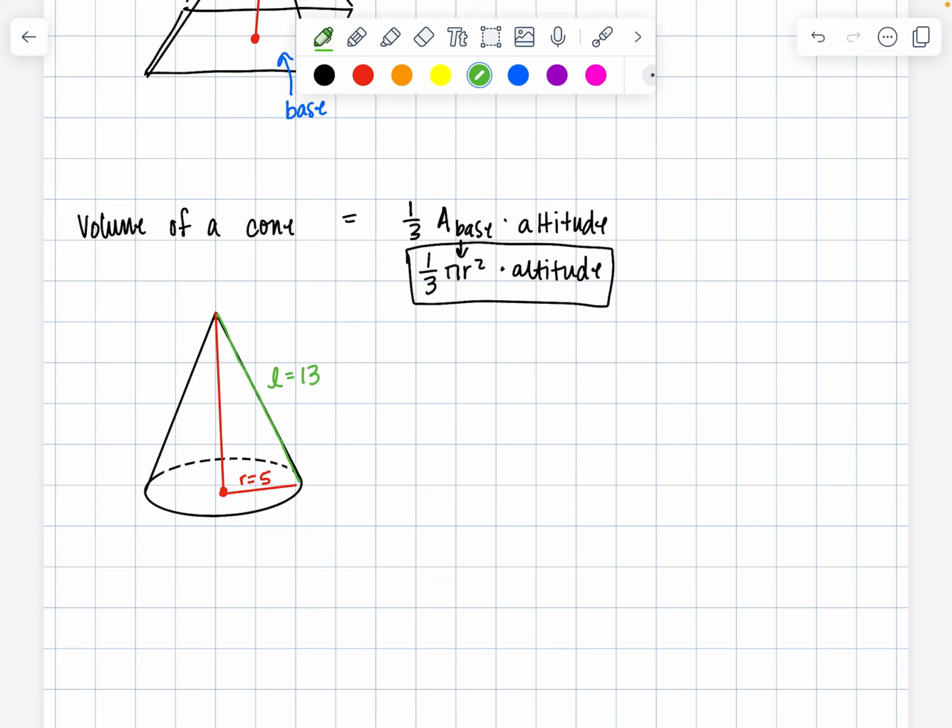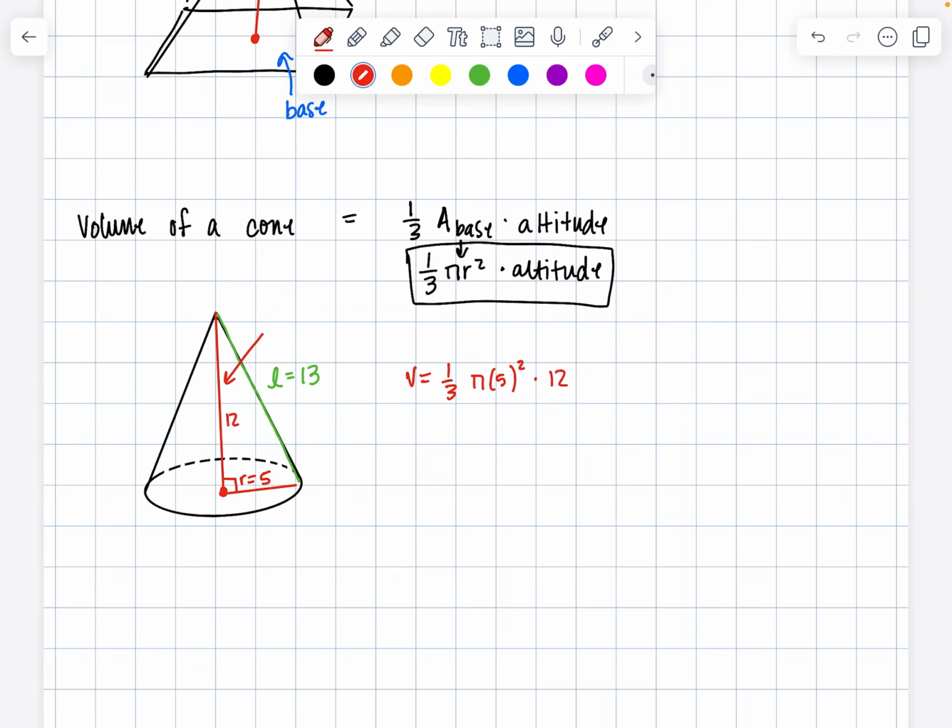But we don't need the slant height, we need the altitude. So in order to actually calculate this, we should use the Pythagorean theorem. Or even better, if we remember our Pythagorean triples, this becomes a 5, 12, 13. So we could actually calculate this now. Volume is going to be equal to 1/3 times the pi r squared. So pi times 5 squared times the altitude of 12.